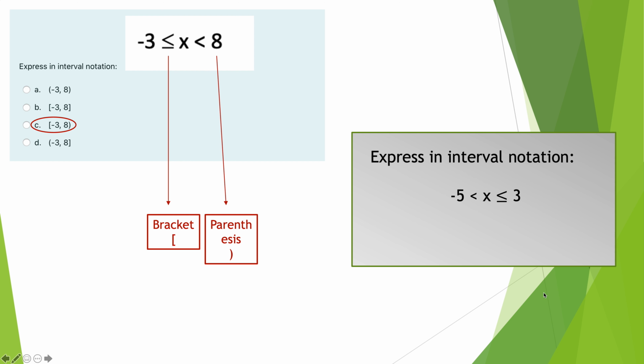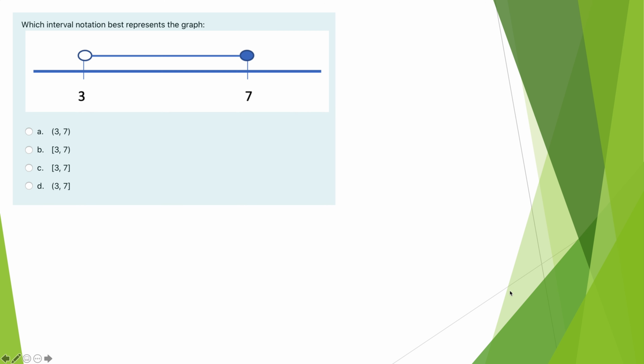Okay, the correct solution would be, this time, the strictly less than is on the left, so the parenthesis has to go on the left. And the or equal to is on the right, so the bracket has to go on the right. Okay, so that was the first question that a few students missed on the last test. Here's the next one. Which interval notation best represents the graph?